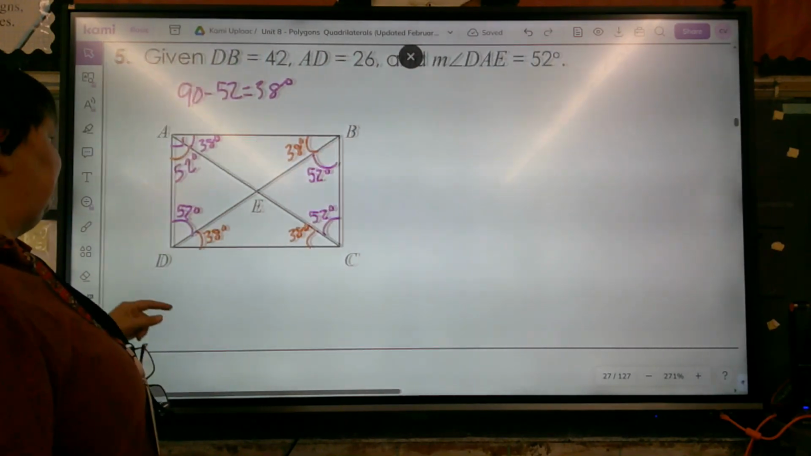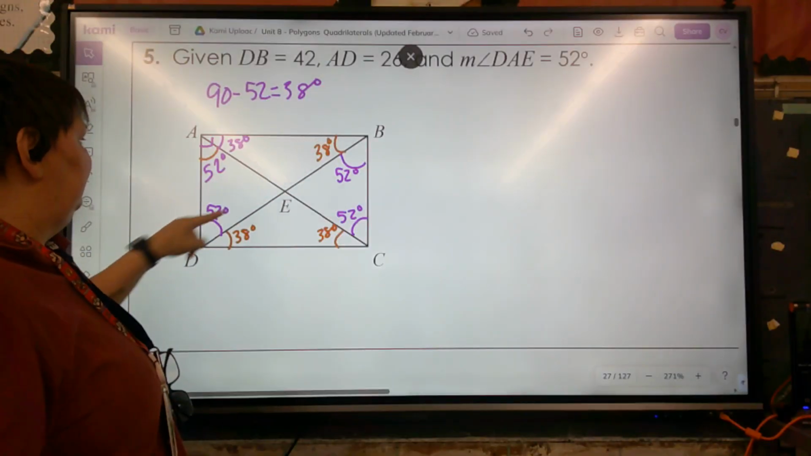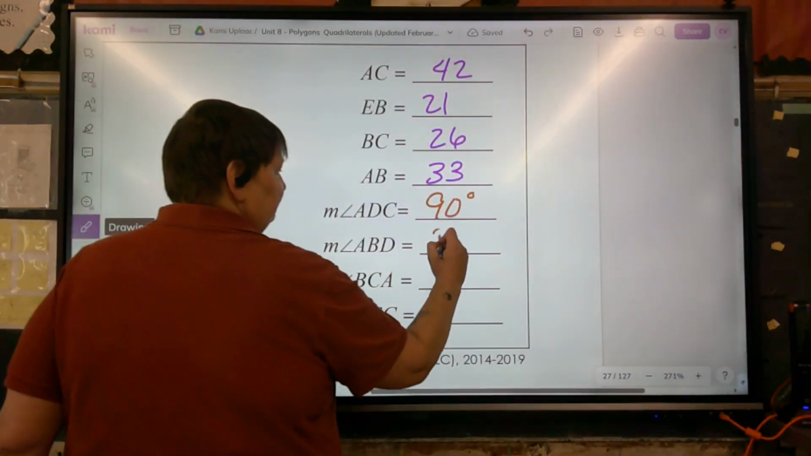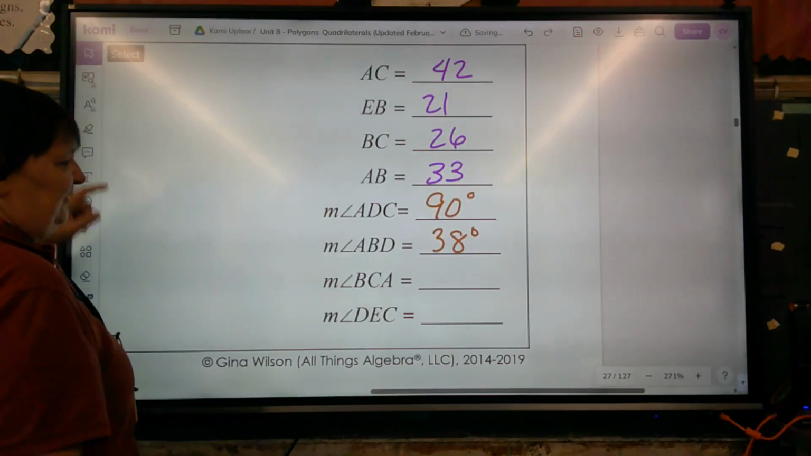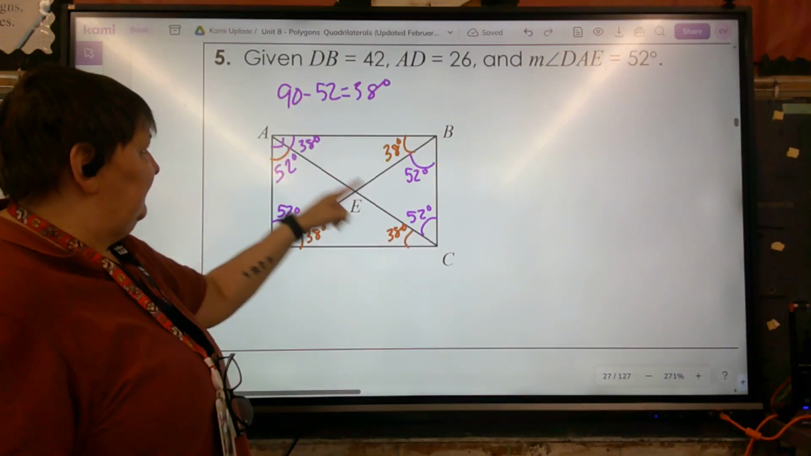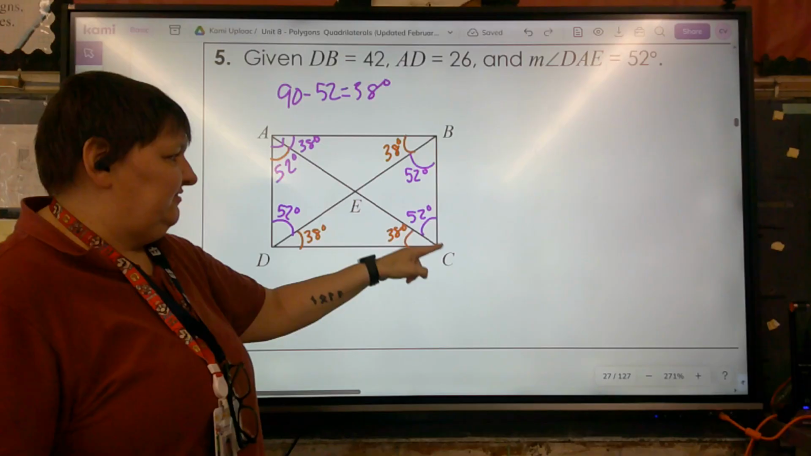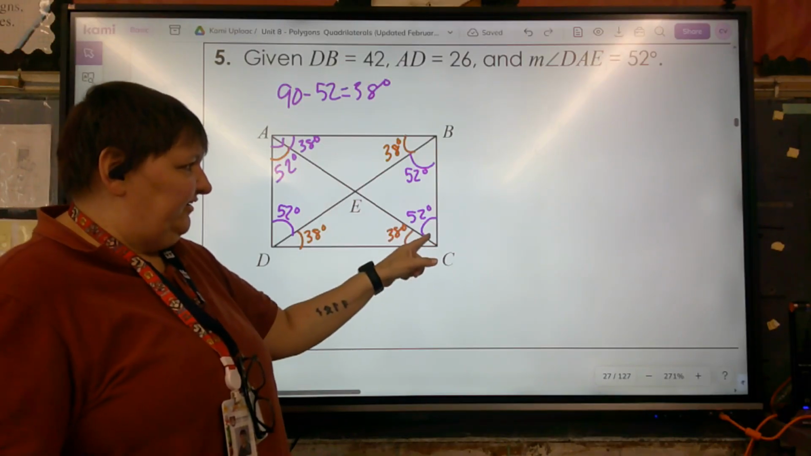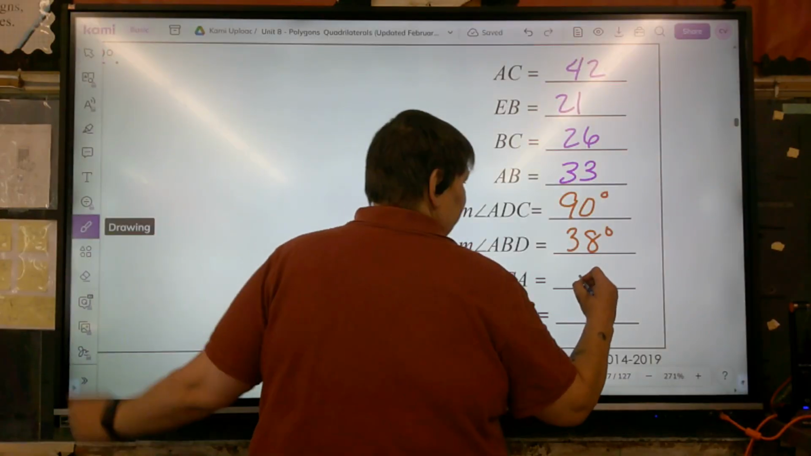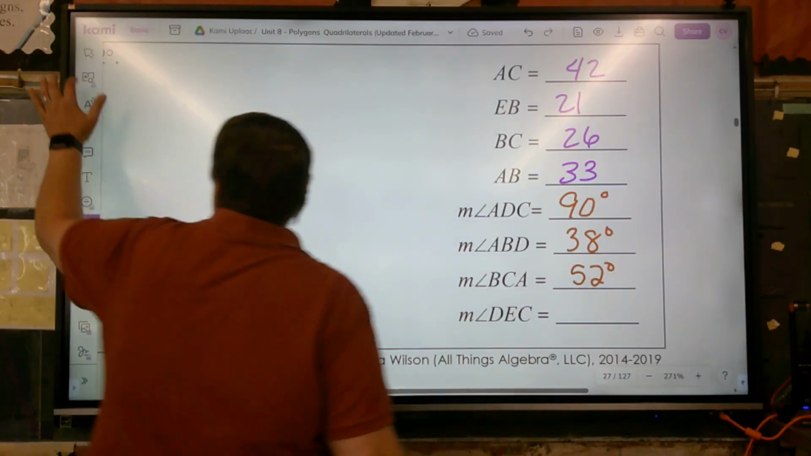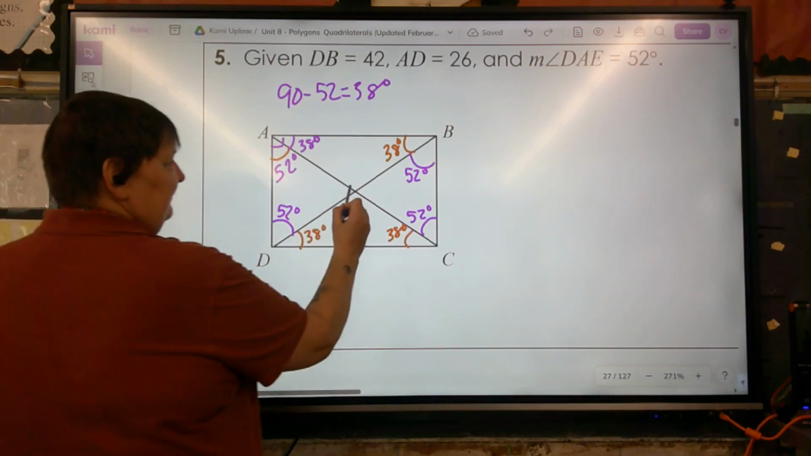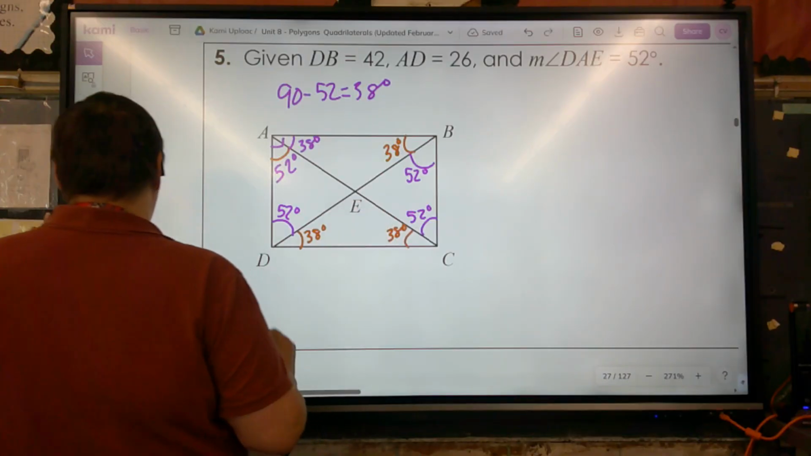The next one is ABD. They only want this piece, 38 degrees. BCA. They only want this piece. Remember, the vertex is the letter in the center, 52 degrees. And then lastly, DEC. Oh, they're going to ask. Okay, DEC. That means they want this one.